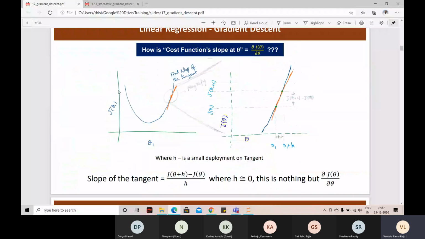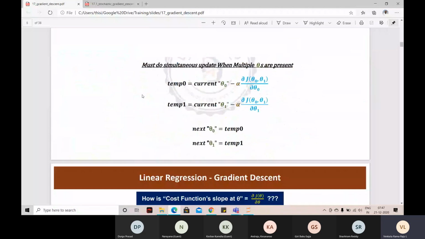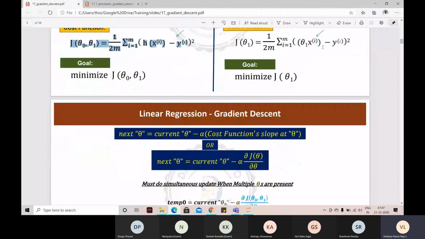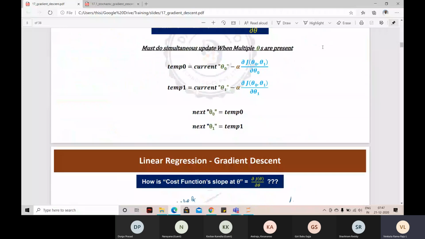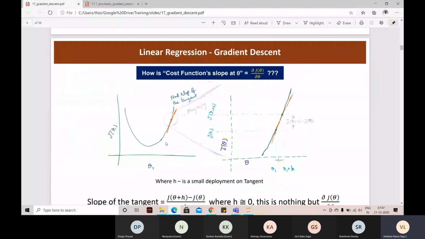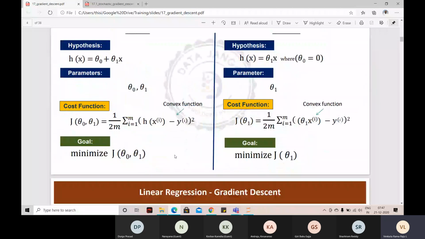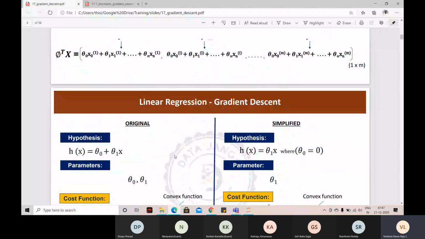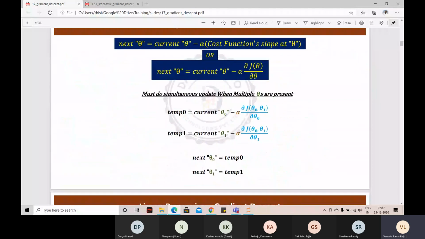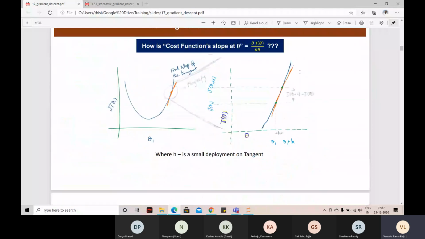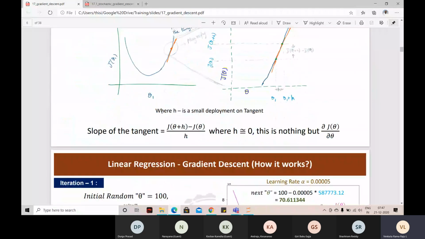Okay. Then it will form a parabolic curve, because this is a y equals x squared kind of equation, right? So it's a second-degree polynomial, and it's going to form a parabolic curve. So at any given theta, you need to take the slope of the cost function. That's where we took the cost function on the y-axis and theta on the x-axis.